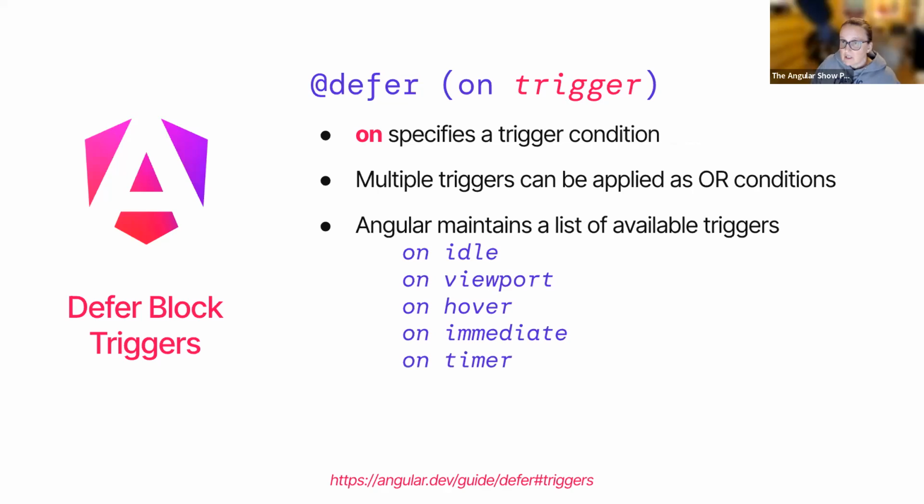If you have a trigger condition, you can add on, and so on, which specifies a trigger condition, and you can apply multiple triggers that will be applied as or conditions. So it would be on idle or on viewport, whatever. Whatever loads first is going to trigger the defer block. And then Angular maintains a list of available triggers. So we've got on idle, on viewport, on hover, on immediate, and on timer.